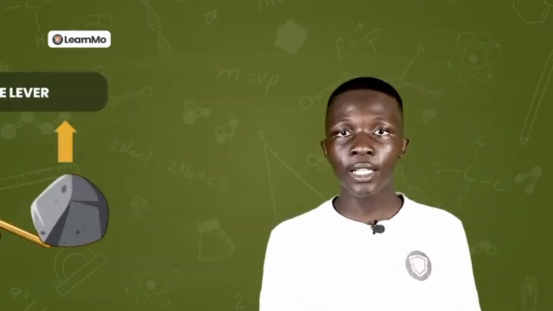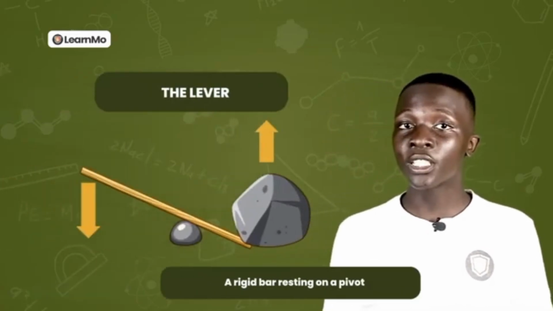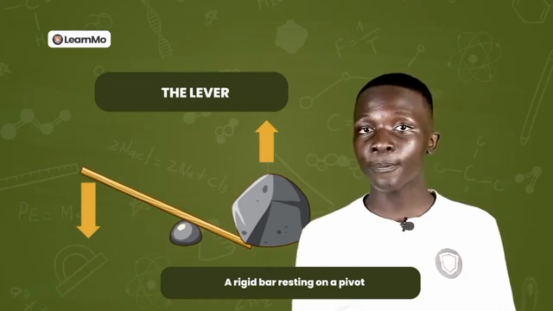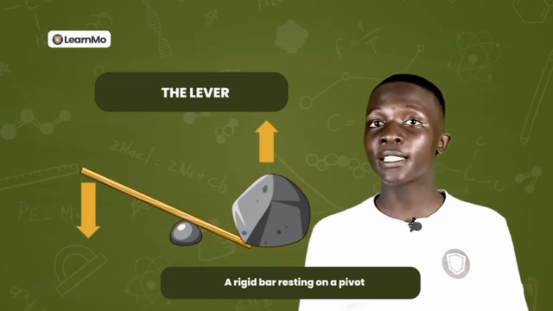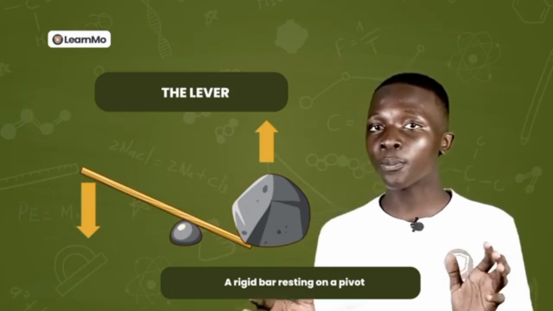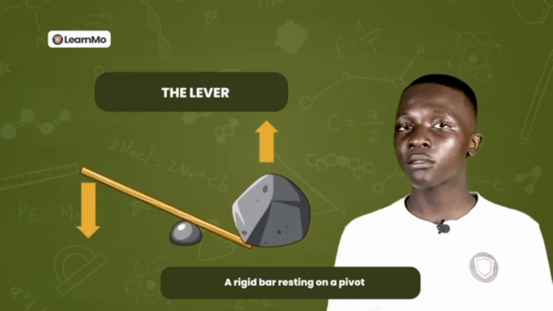Number 2, the lever. The lever is a rigid bar resting on a pivot, also called the fulcrum, used to move a heavy or firmly fixed load within one end when pressure is applied on the other end.